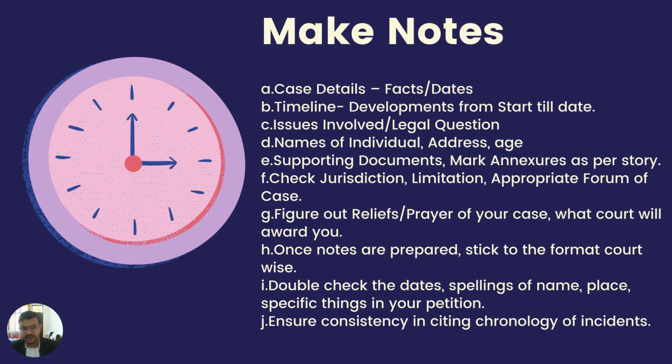Because inadvertently, if there is any error later on, it takes a humongous time to change those things. So once and for all, you must write it correctly. Ensure consistency in citing the chronology of incidents. Do not jump in your petitions from one event to another. There should be a link between them so that it is utterly easy for the judge to comprehend your case in one go.